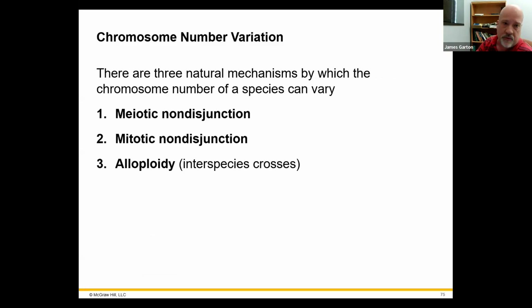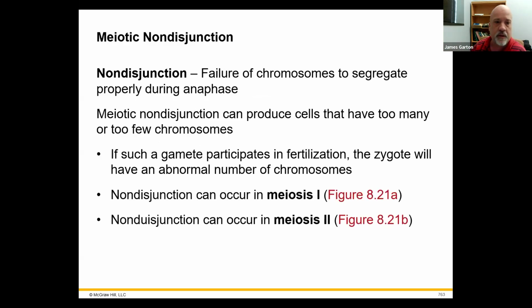And there are some ways that chromosome number can vary. You can have non-disjunction during meiosis, which is fairly common. And you can have non-disjunction during mitosis, which is fairly uncommon because non-disjunction during mitosis tends to make both daughter cells have abnormal numbers of chromosomes, and that tends to be lethal. And you can make what is called alloploidy, which is a cross between two different species.